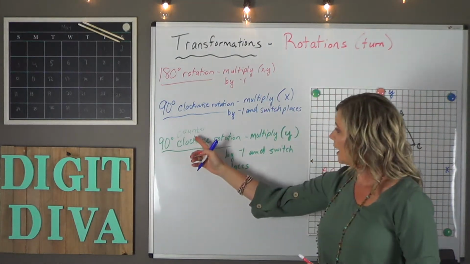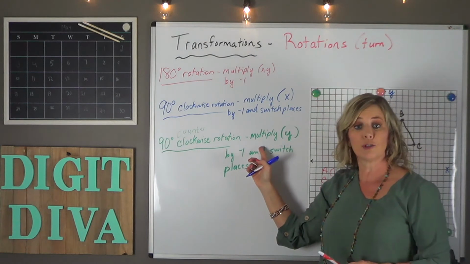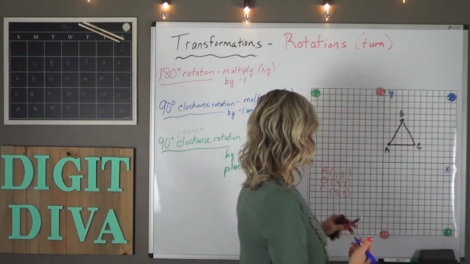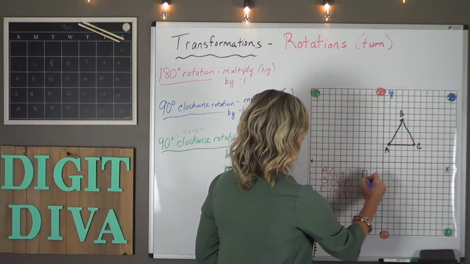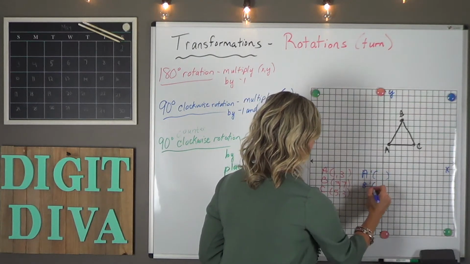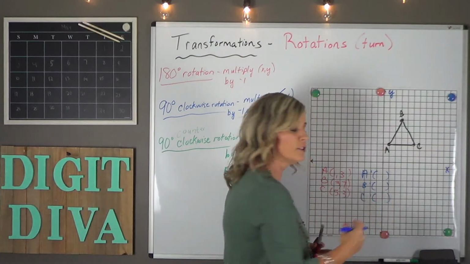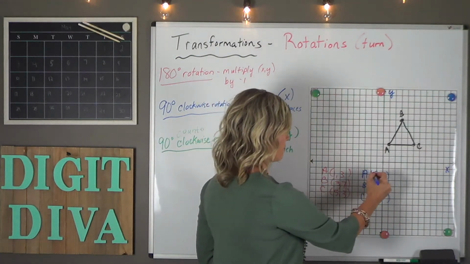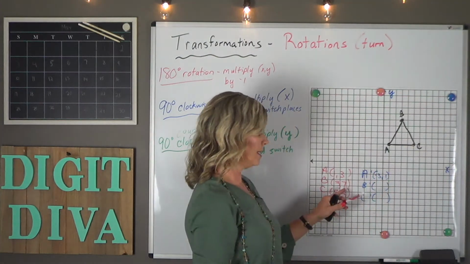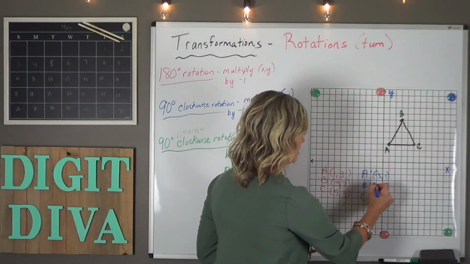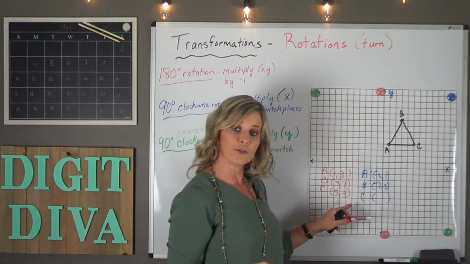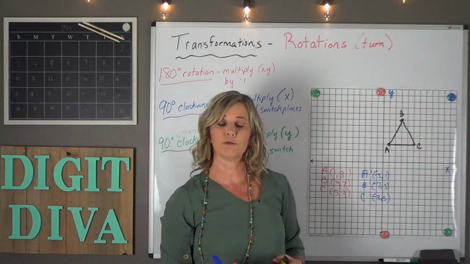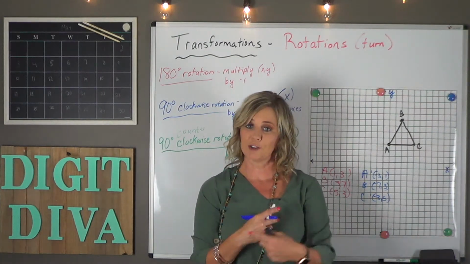The counterclockwise rotation says to multiply y by negative 1 and then switch places. That means to change y to its opposite and then trade places. So 3 is now negative 3, and it would be up front. 7 is now negative 7, and it would be up front. 3 is now negative 3, and it would be up front. All we did was change y to its opposite, and we traded places.